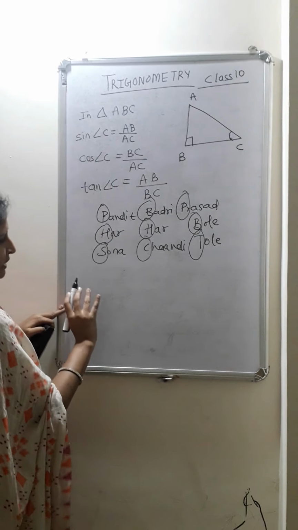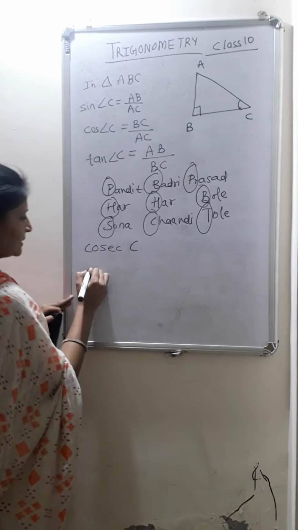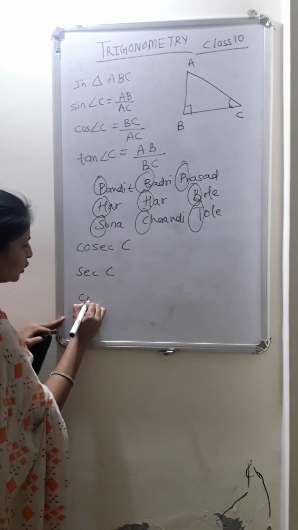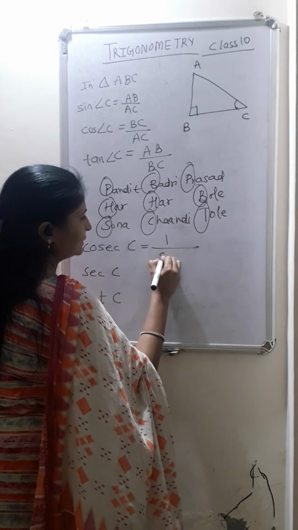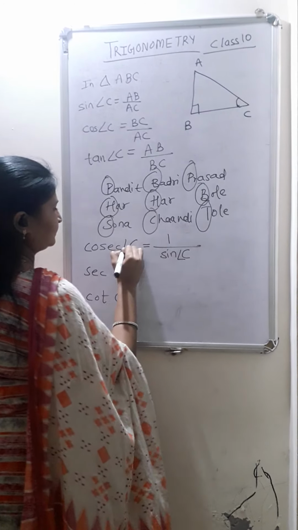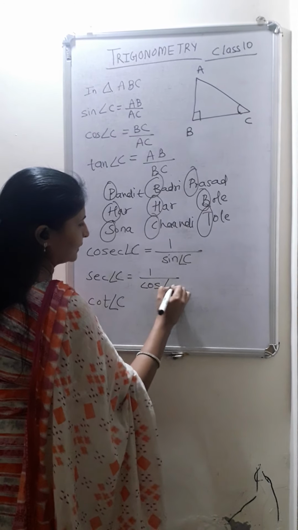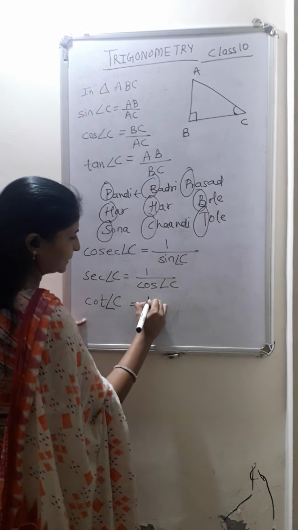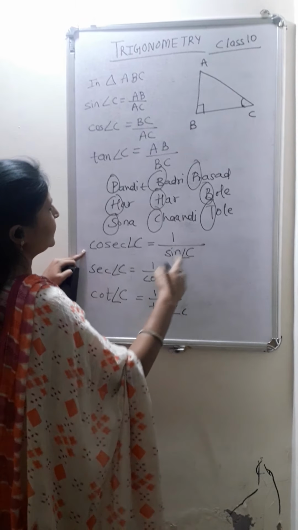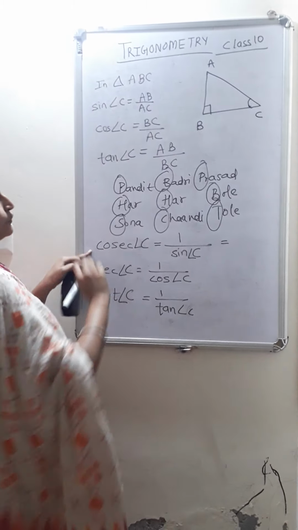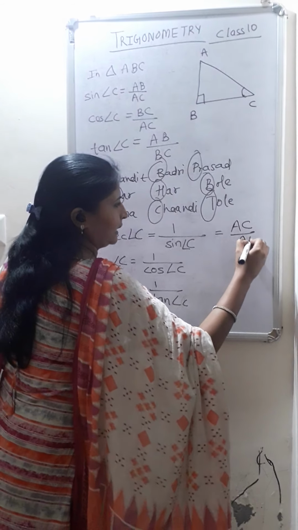Now, the remaining trigonometric ratios are cosec of angle C, sec of angle C and cot of angle C. Cosec of angle C can be found by writing 1 upon sin angle C. Sec of angle C can be written as 1 upon cos of angle C. And cot of angle C can be written as 1 upon tan of angle C. So, 1 upon sin of angle C will be equal to, if you take the reciprocal of this, here it was AB upon AC, so we will write down here AC upon AB.